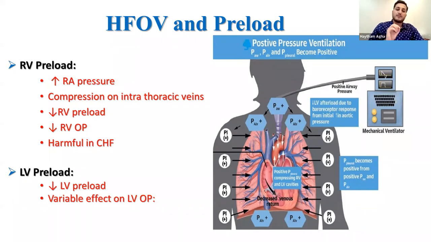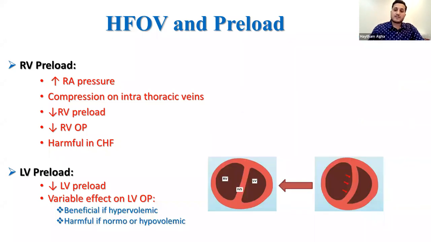Stroke volume is dependent on contractility, preload, and afterload. Despite decreasing preload to the LV, the LV is much more muscular than the RV, so it has what's called more reserve to compensate for this decrease in preload. Another way to look at the decreased preload is the interventricular dependence.